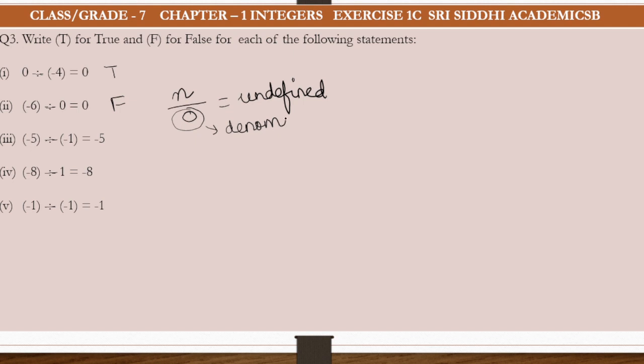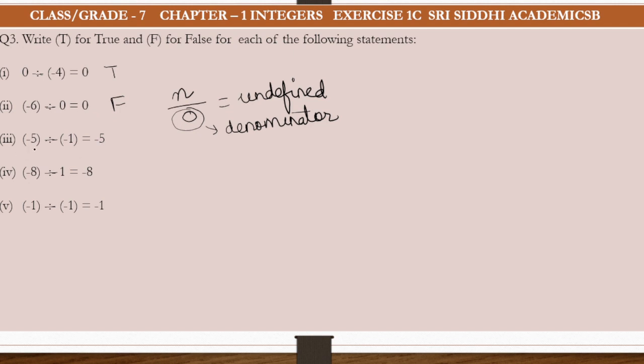And similarly, when we write in this form, the divisor can never be 0. So this is false. Any number divided by 0 is actually undefined. So this is F, false.